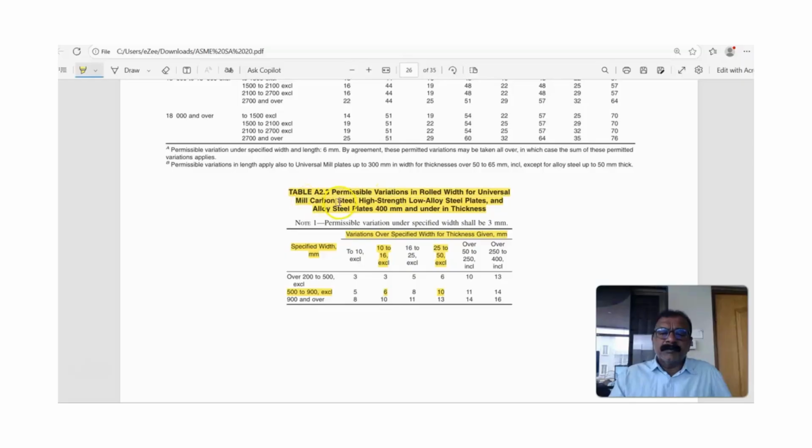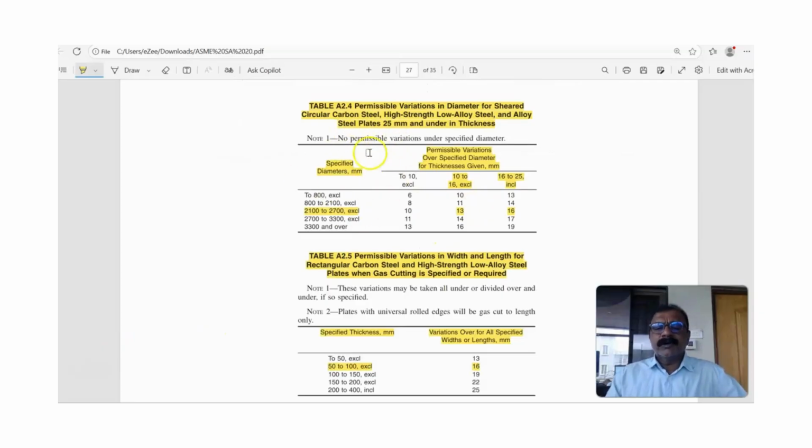2.3 is permissible variation in rolled width for universal mill carbon steel, high strength low alloy steel plates and alloy steel plates 400 mm and under in thickness. So all the plates for width tolerance are here. These are the specified widths, that means ordered width, and these are the variations over the specified width for the thickness given here. Suppose our thickness is 12 millimeter and ordered width is say 500 millimeter. It is here, so tolerance is 6 millimeter. Similarly, for 25 millimeter plate, 10 millimeter is the tolerance.